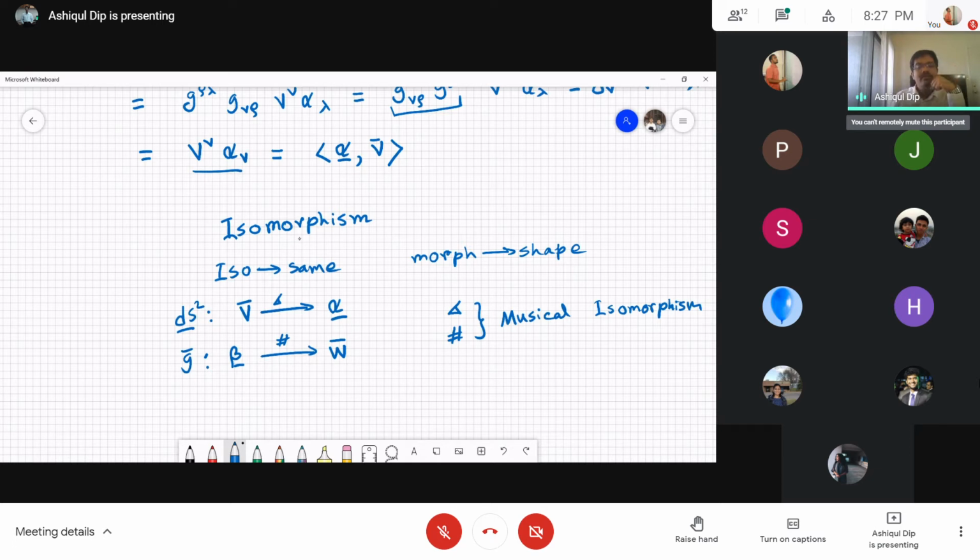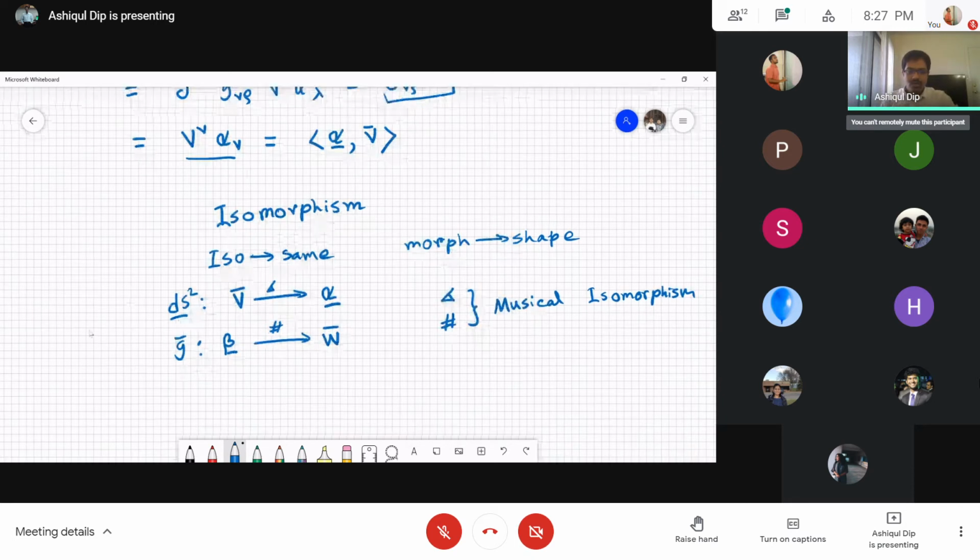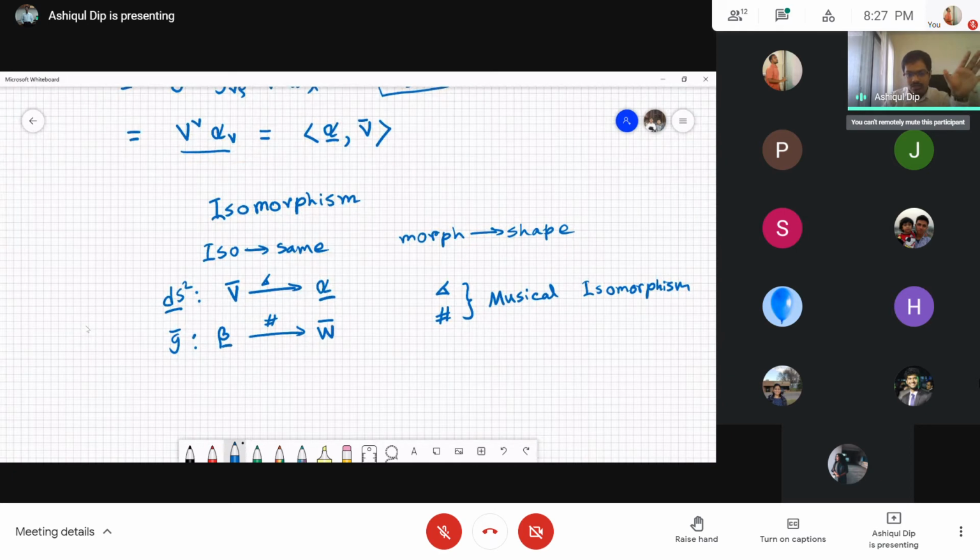We'll learn one more kind of isomorphism later. That will be our Hodge dual. Okay, is that terminology clear to you? Whenever you see musical isomorphism, they mean we are converting a vector to a one form or a one form to a vector. Yes. Okay, great.